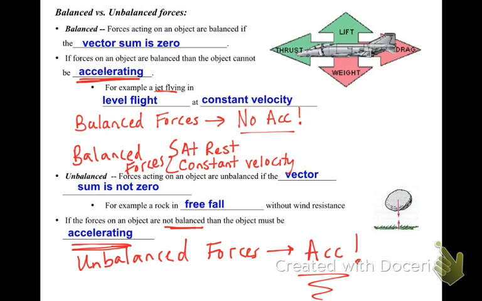For example, a rock in free fall without wind resistance. If we didn't have wind resistance, that rock would go right through the earth, because it's going to be accelerating the entire time that it is falling, because it's experiencing the acceleration due to gravity. Therefore, it's experiencing an unbalanced force.